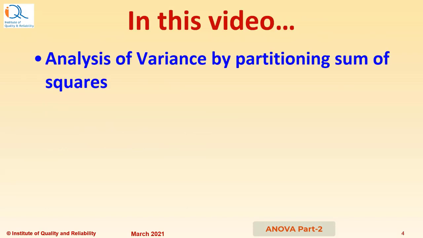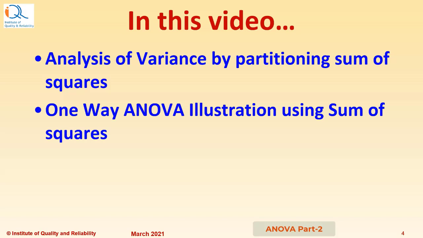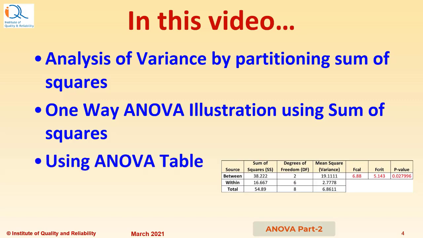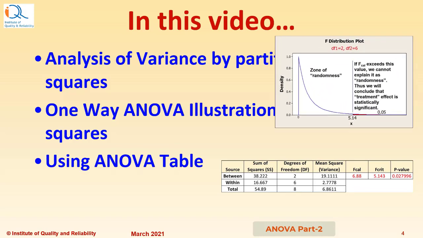Now, in this ANOVA Part 2 video, we will see how to perform ANOVA by partitioning sum of squares. We will also see the same one-way ANOVA illustration that we saw in video Part 1, but we will now be using sum of squares. We will also demonstrate how to use ANOVA table and its interpretation.